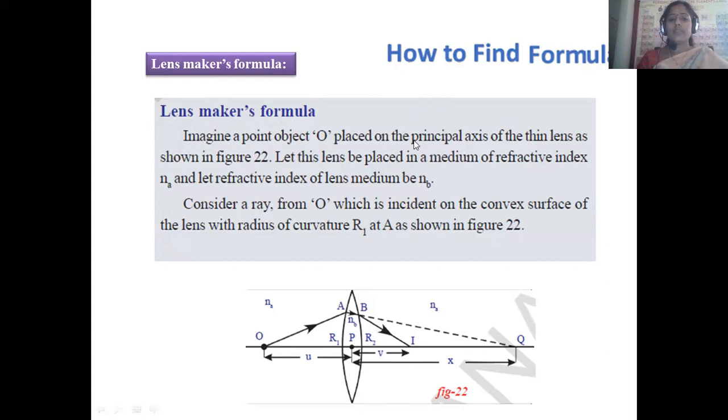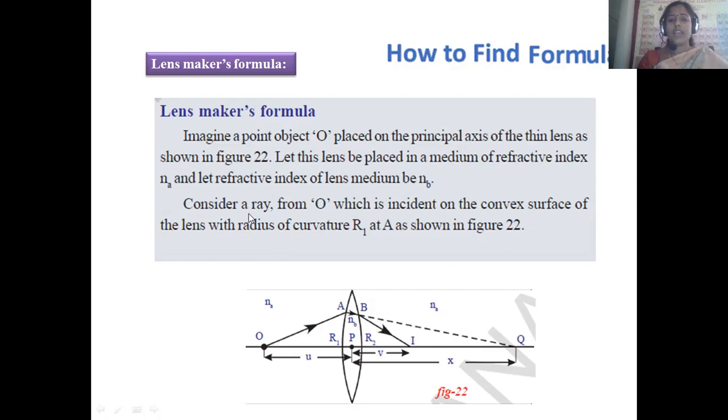Imagine the point O placed on the principal axis. O is denoted as the object distance. It was kept at a particular distance with respect to the optical center, right? A very thin lens was taken here. That is a convex lens. You can clearly observe it is bulged outside on both sides.